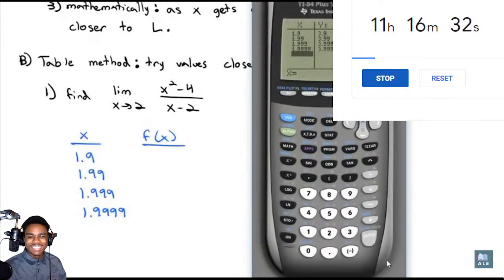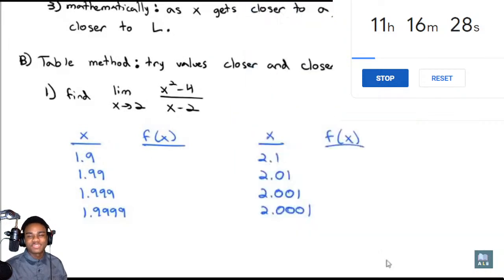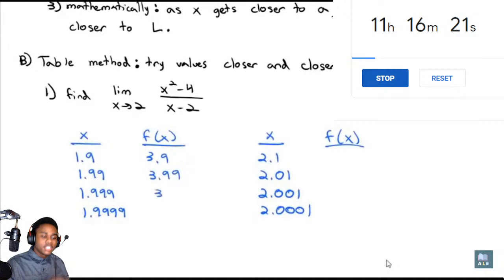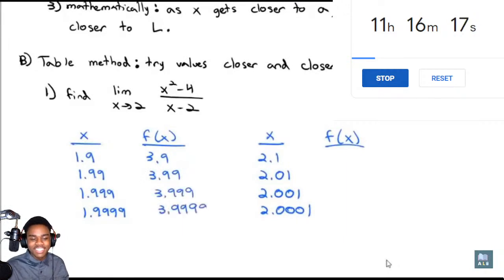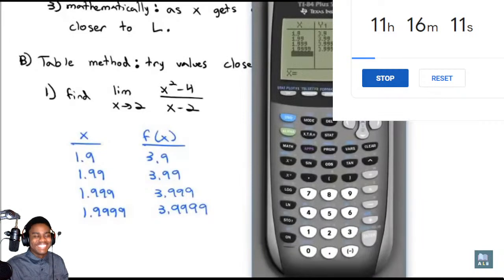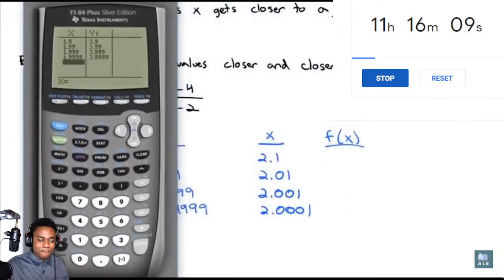What we see is we get 3.9, 3.99, 3.999. So let's record these. First we start with 3.9, then f of x becomes 3.99, then it became 3.999, then it became 3.9999. You can see that's getting closer and closer to a very clear number. But to check it, we have to go on the other side.